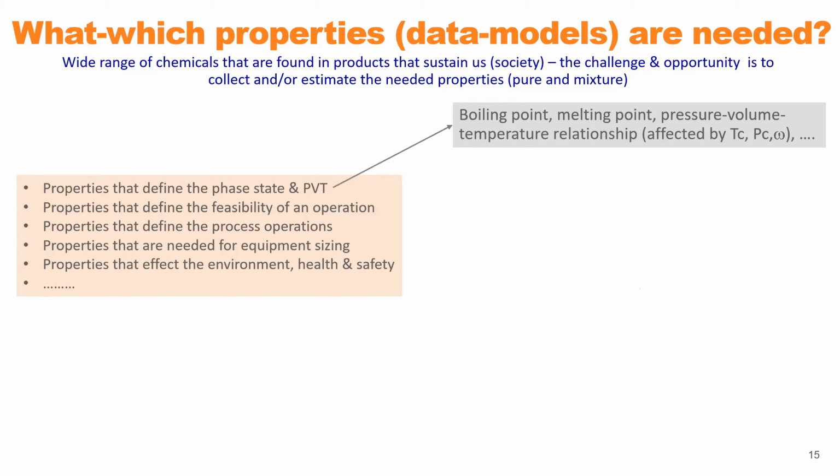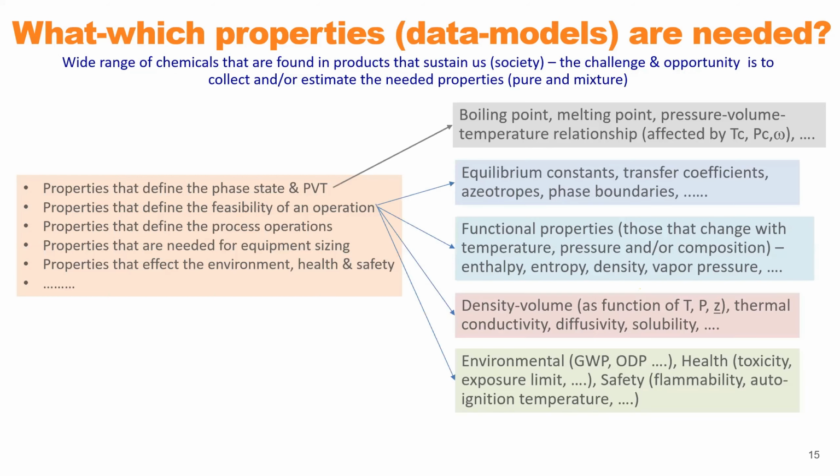What are the properties that define the feasibility of an operation? Equilibrium constants, transfer coefficients, azeotropes, phase boundaries, functional properties that change with temperature, pressure, composition, like enthalpy, entropy, density, vapor pressure. Then density, volume as a function of temperature, pressure, composition. Thermal conductivity, diffusivity, solubility, and then environmental, health, safety properties.